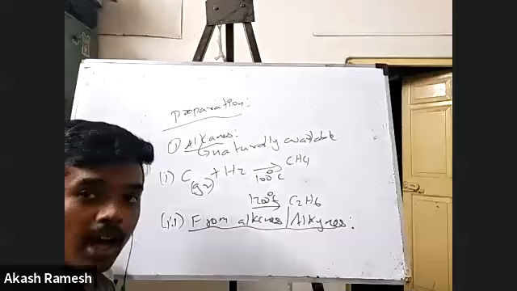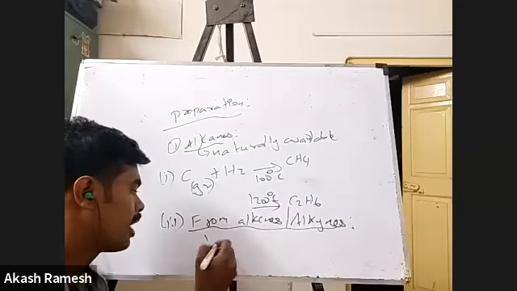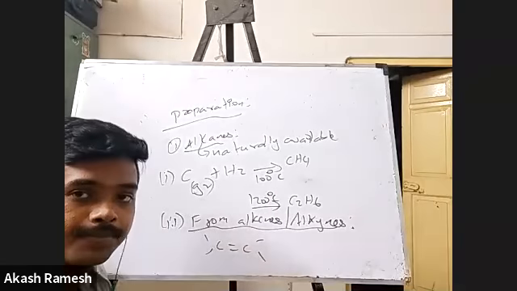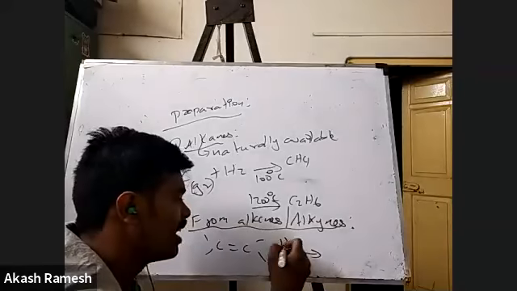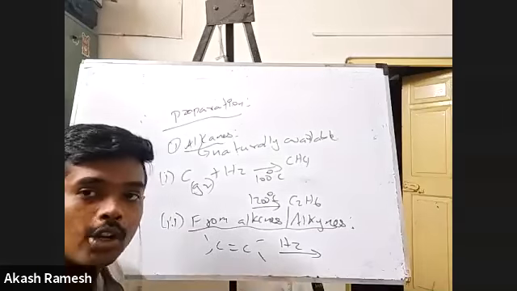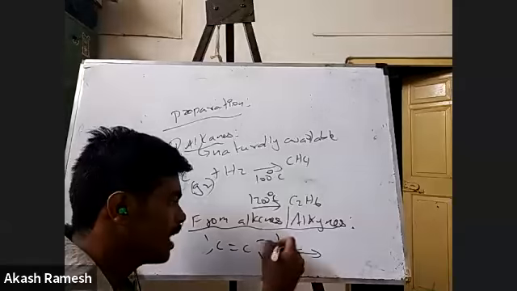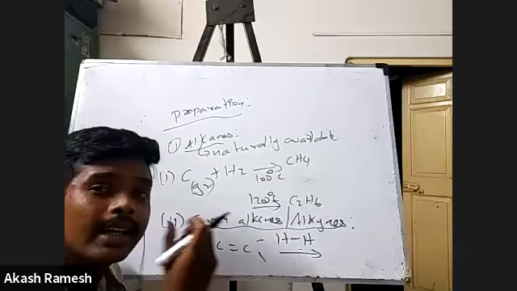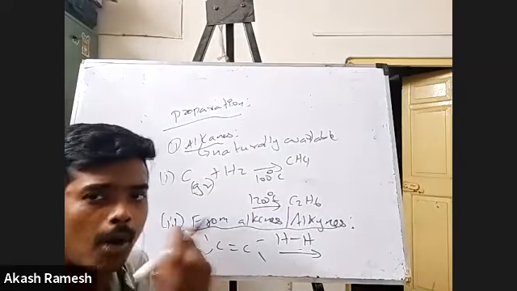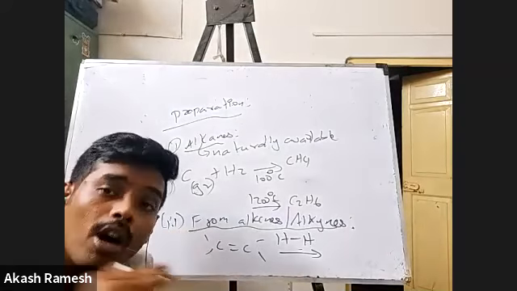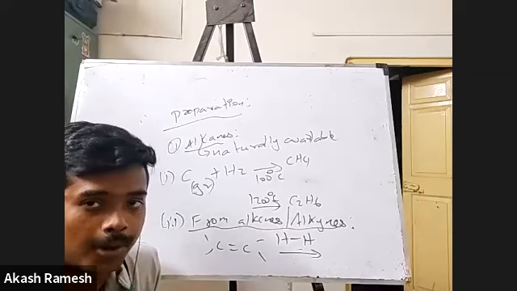Right. From alkenes or alkynes. Say, for example, if you have C double bond C, right? Now, if you add hydrogen to this, right? But again, you cannot just directly add hydrogen because please understand that this H–H bond is a very strong bond. One of the strongest bonds in chemistry is the H–H bond, right?